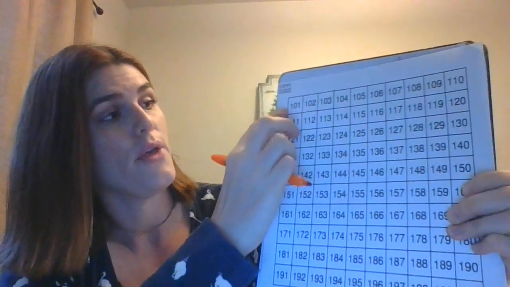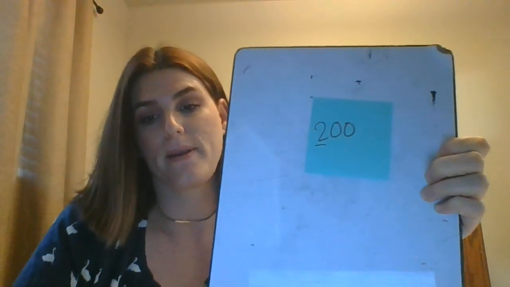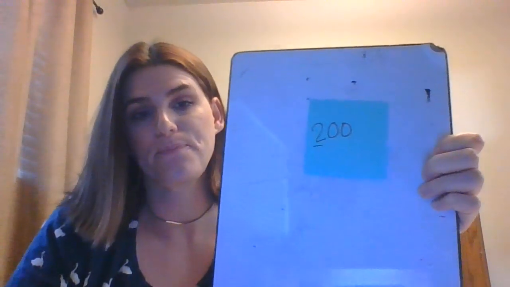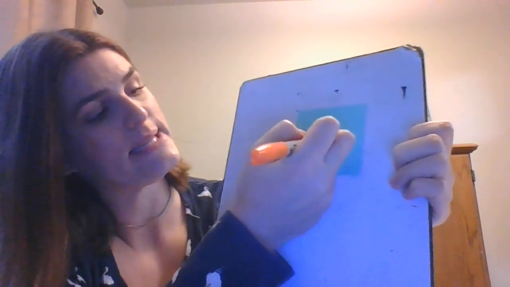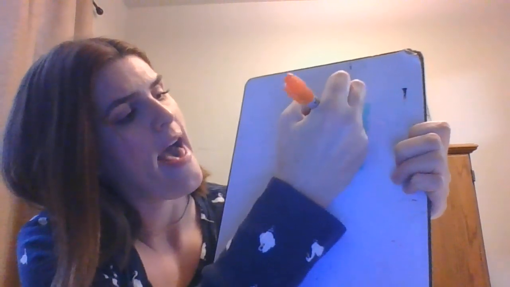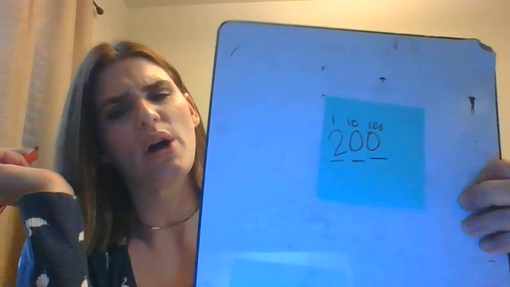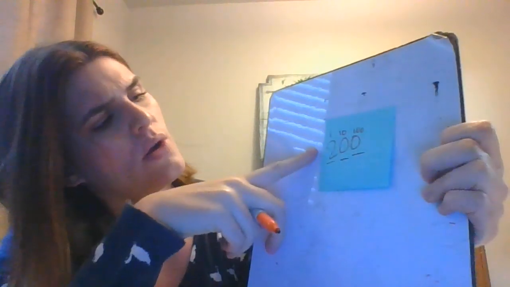So the ones place is right here. There's the ones place. The tens place is right here. So I have ones, tens, and then the 100th place is right here. So that's 200. I know I have one.